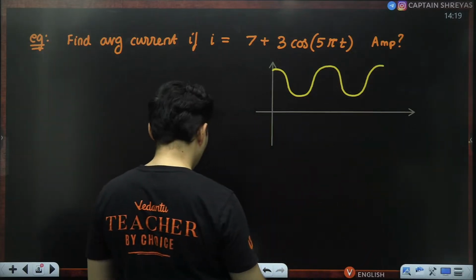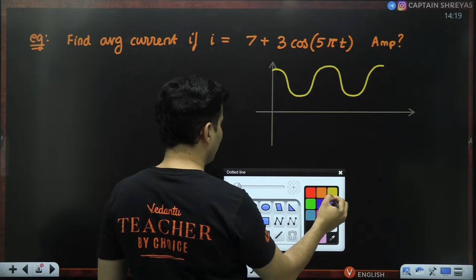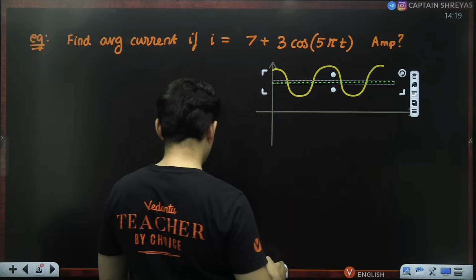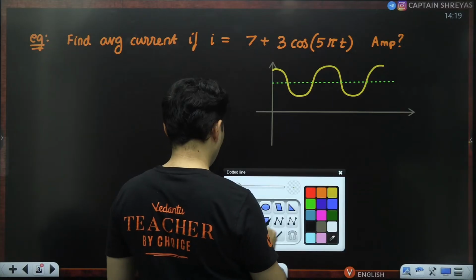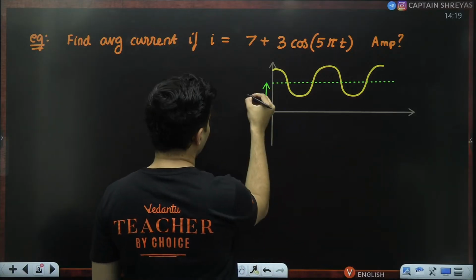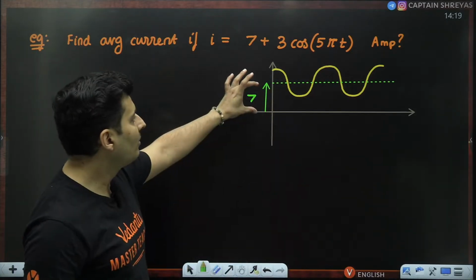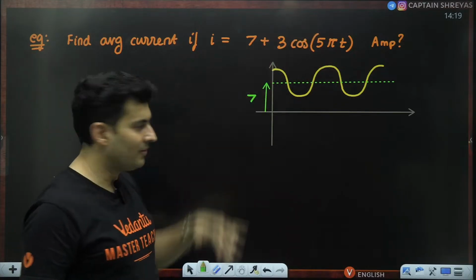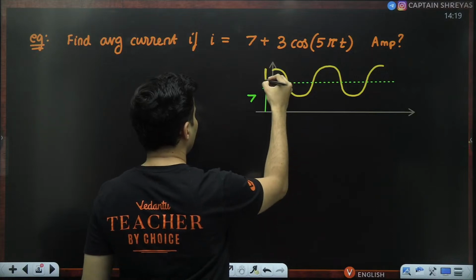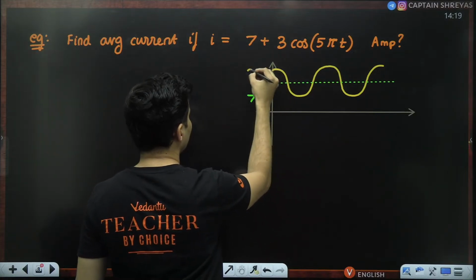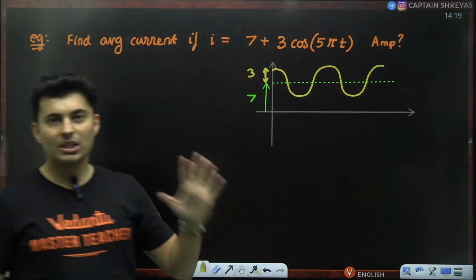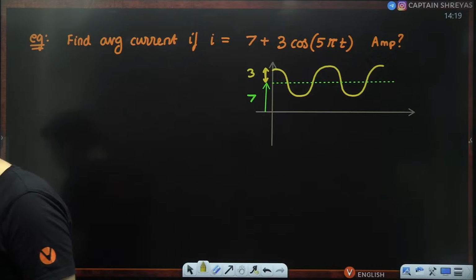And very importantly, this amount by which I have shifted this up will be basically 7 units. Are you able to understand? Because 7 plus that cos function is there, and the amplitude of that cos function is 3. So this is basically 3. So 7 plus 3 cos 5 pi t. Got it, my dear warriors, till this point?